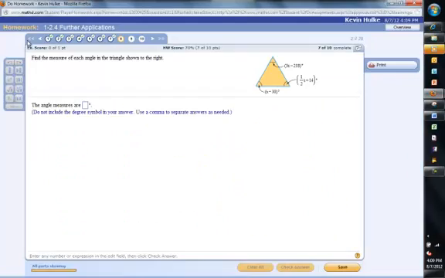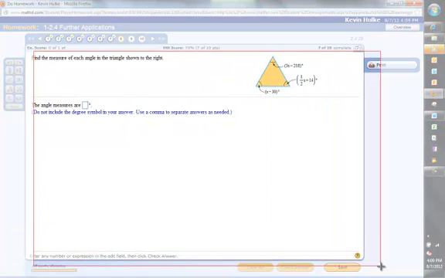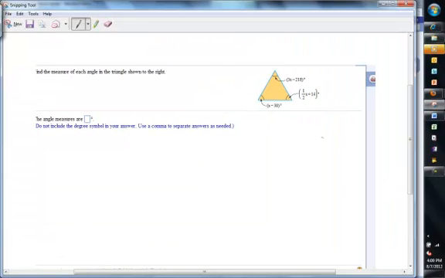Little geometry problem here. Find the measure of each angle. One of the things that's not given in this problem is that the total is 180 degrees. So if you add them up, you get 180. The angle measures are, I don't even have to do anything because it's going to be 60 apparently. I don't know. I don't get it. Okay, let's figure it out.